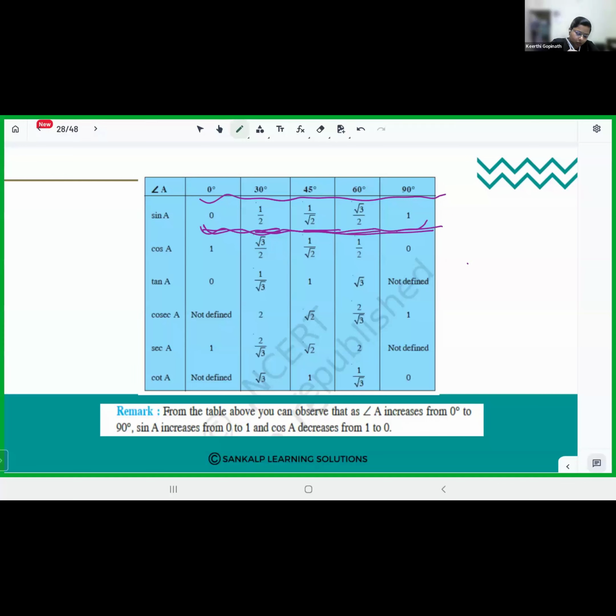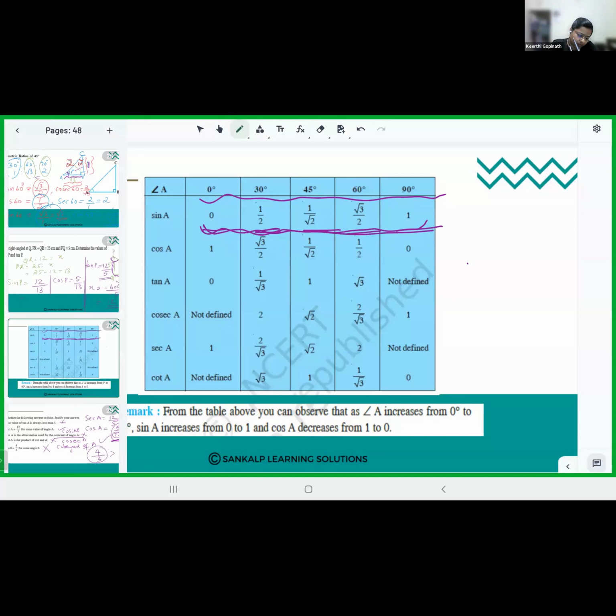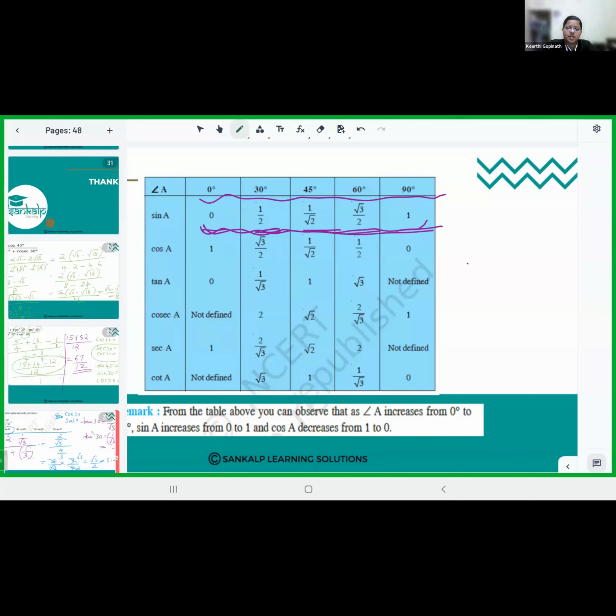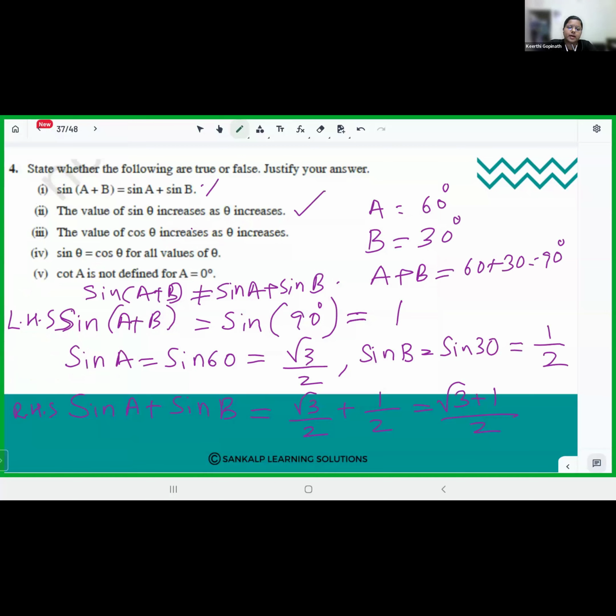All right. Now, what can you say about the second statement? The value of sine theta increases as theta increases is true. First one was false. Now, third one, the value of cos theta increases as theta increases. Is that true? What is the value of cos 0? Cos 0 is 1. And what is the value of cos 90? Cos 90 is 0. From that itself, you can say whether that statement is right or wrong. It is actually the value of cos theta is decreasing, right?